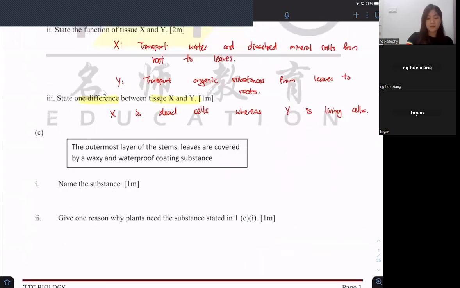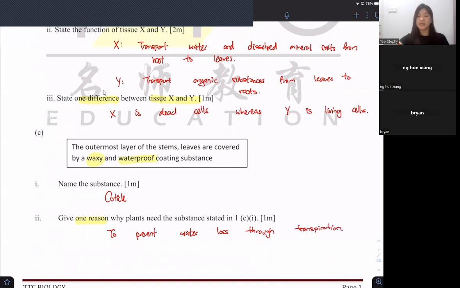Next, the outermost layer of the stem and leaf is covered by a waxy and waterproof coating substance. So for the waxy substance, we name it as the cuticle. So you can write down the cuticle. Give one reason why the plant needs the substance: to prevent water loss through transpiration, or evaporation also can. These two are the same thing. Okay, done already, let me know. Then we go to the next question. Next page.